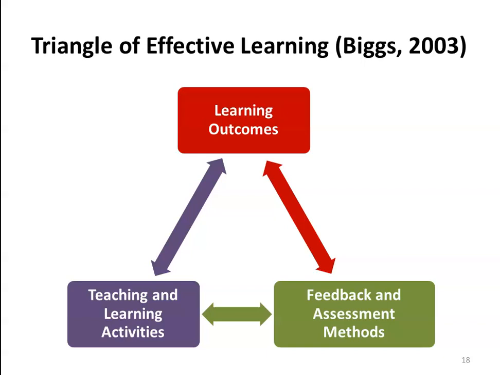Then we have to effectively prepare the notes and implement the activity in the teaching and learning inside the classroom. And at the end of the class, we have to assess the effectiveness, assess the learning outcome, and based on the assessment, give feedback to the student so that they will learn better in the next class. The three components of the triangle of effective learning should be aligned properly with the cognitive parameters of Bloom's taxonomy.